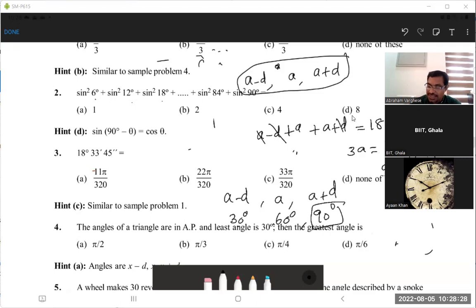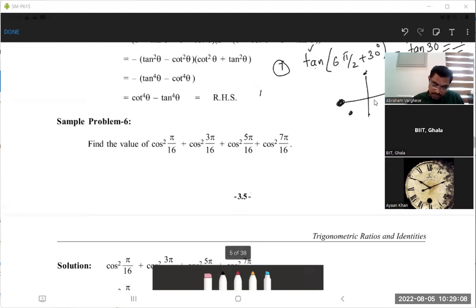For the first part, we explained the relation between degree and radian. 90 degree is the same as pi by 2 radian. The angle can be measured in two ways, degree measure or radian measure. Sometimes the answer will be given in degree measure, sometimes in radian measure. 90 degree is equivalent to pi by 2 radian. Don't take pi by 2 as 3.14 by 2. 90 degree is equal to pi by 2 radian. You forgot that point? This is our first part we explained.